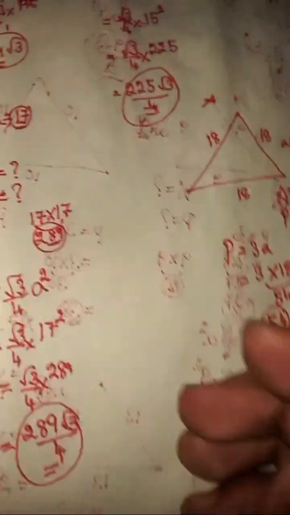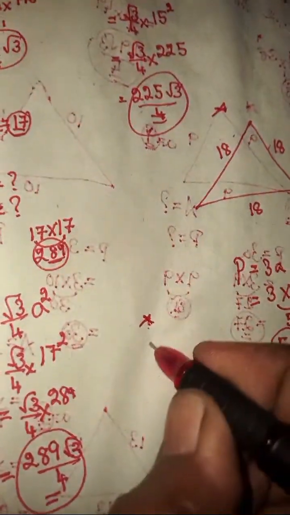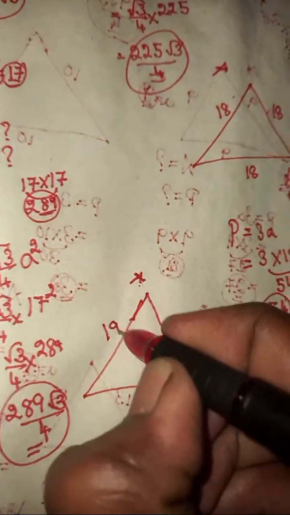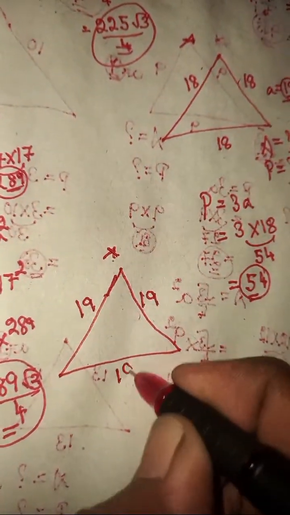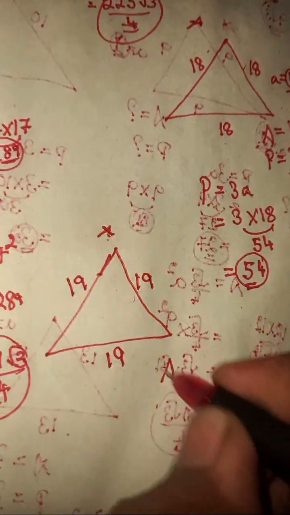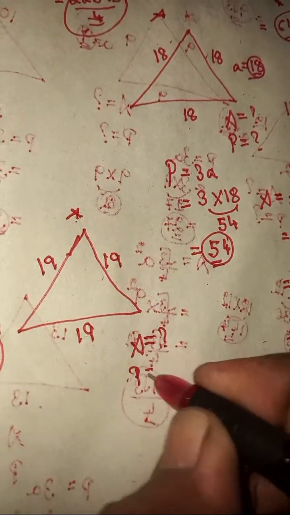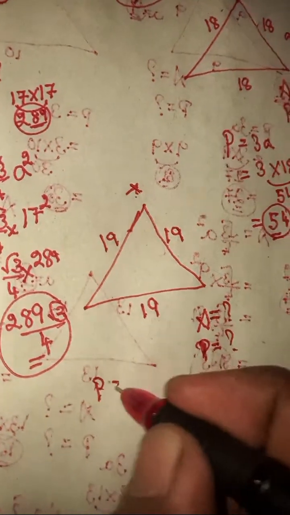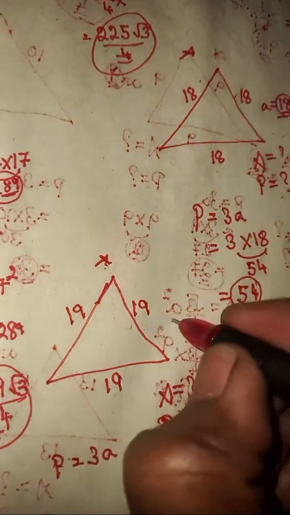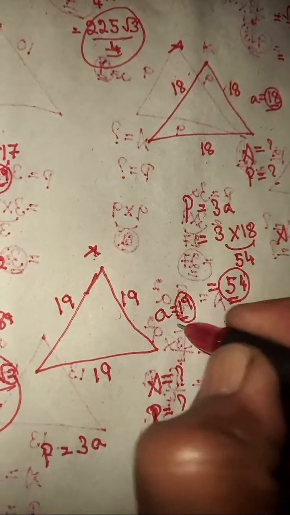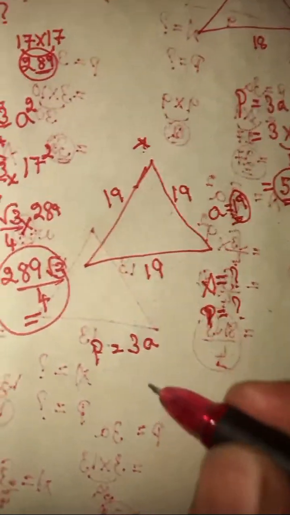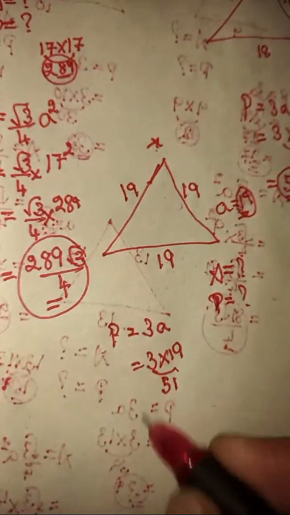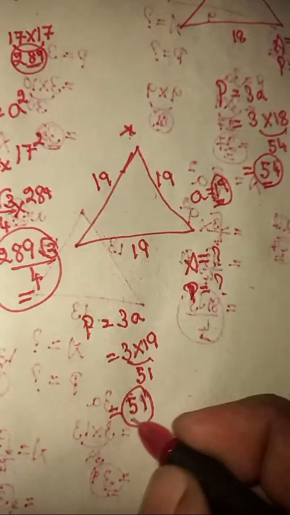Let's take one more triangle. In this triangle, all sides are equal to 19 units. When all sides are 19 units, what's the area and what's the perimeter? You're going to get the perimeter as 3 times the side length. Here the side length is 19 units. You're going to get 3 times 19 units. 3 times 19 is 57. So it is 57 units.